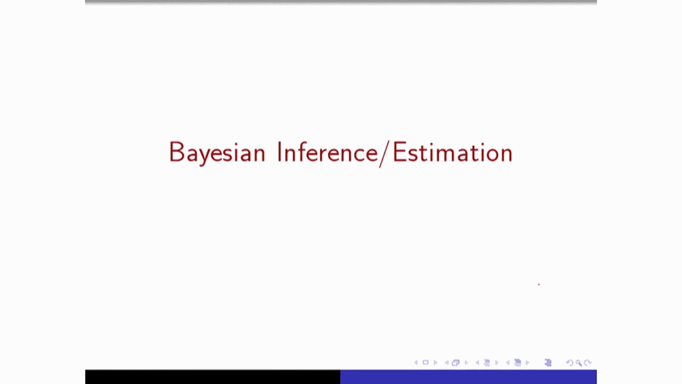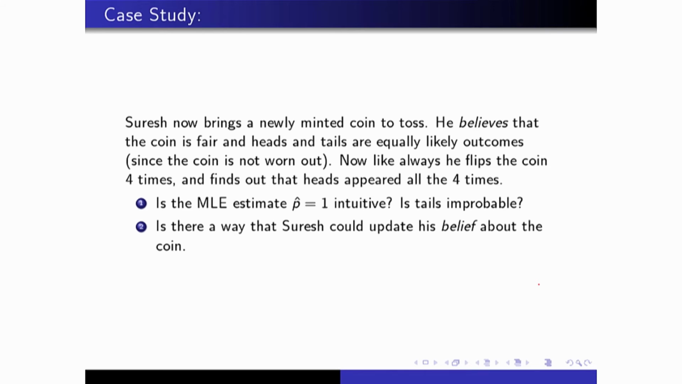So what is Bayesian inference now? Suppose Suresh brings in a newly minted coin to toss, and being a physicist, he believes that the coin is fair. So the coin has been designed to be fair, and heads and tails are equally likely outcomes. So he flips the coin 4 times. However, he finds that the heads appeared all the 4 times. All the 4 tosses resulted in heads.